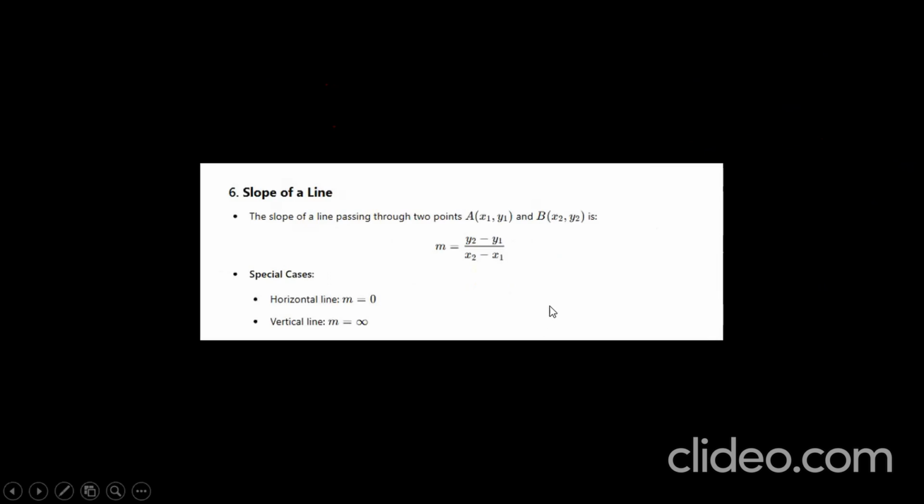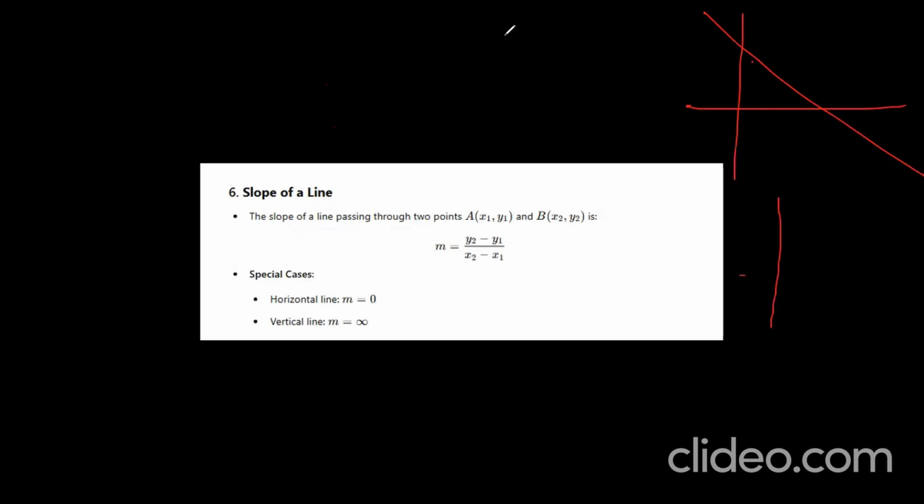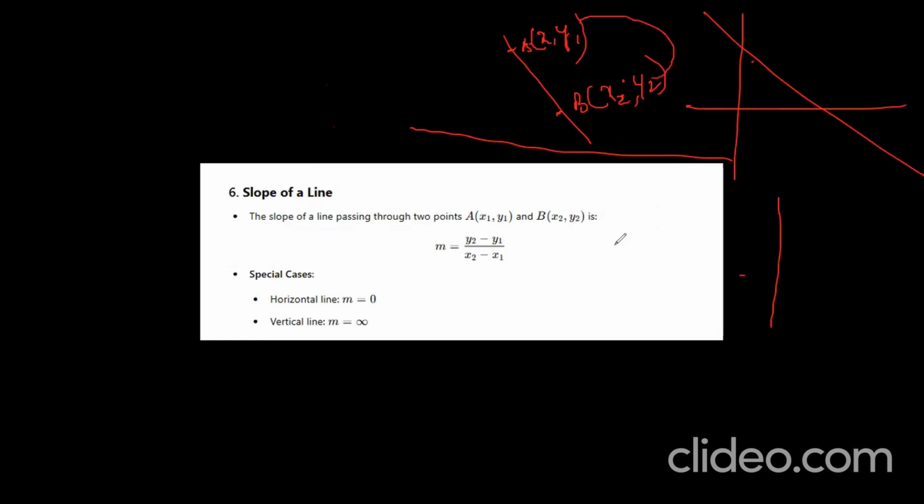Next, the slope of a line passing through A and B. This is the line I am taking. I want to calculate the slope of the line. Or otherwise, you take any line like this. How to find the slope of the line? Say A of x1, y1 and B of x2, y2 are the 2 points. Then the slope is equal to (y2 - y1)/(x2 - x1).